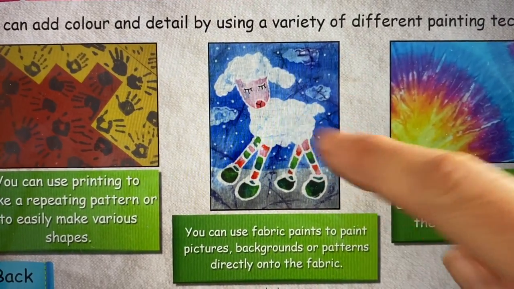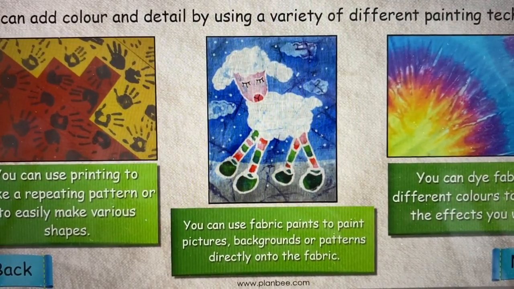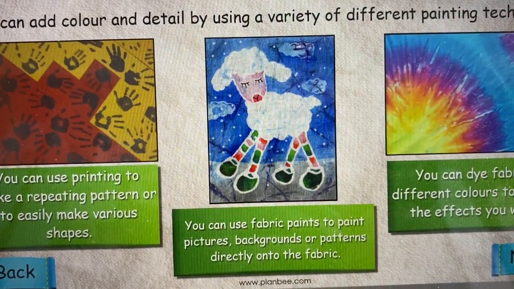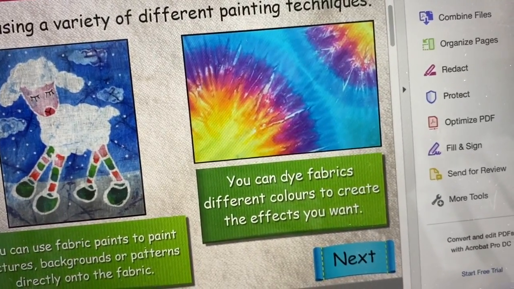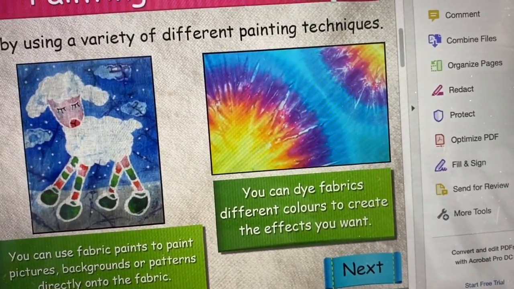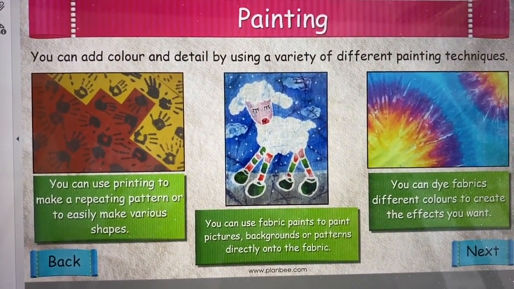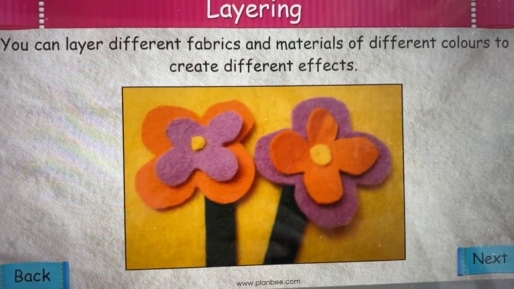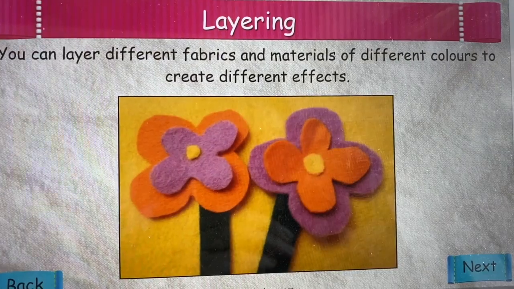I'm looking at this image. You can use fabric paints to paint pictures, backgrounds, or patterns directly onto the fabric. Or you can dye fabric different colors to create the effects you want. Some of you have done this before. You can layer different fabrics and materials of different colors to create different effects.